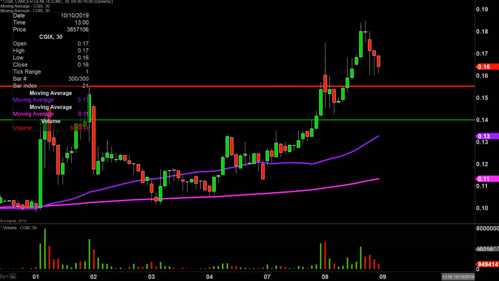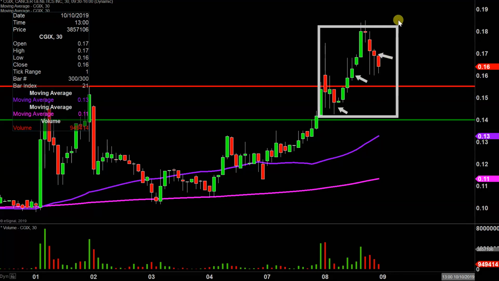Real quick, what do I mean by 30-minute in case maybe you're new to charts? Instead of each one of these candlesticks here representing 1 day's worth of price action, which is what you would normally see, each one represents 30 minutes. So this here may look like several days' worth of time. It's actually today's price action broken down into 30-minute time slices.